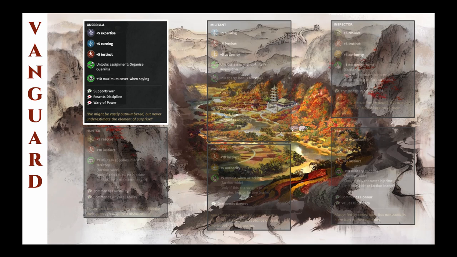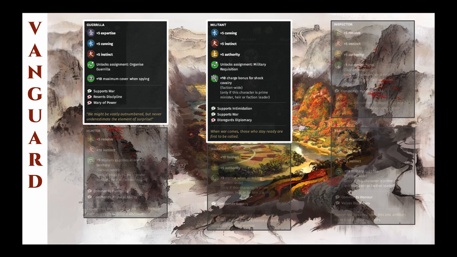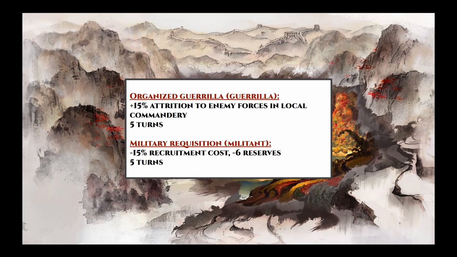Moving on, we have the Spy background in Guerrilla, which like all Spy backgrounds so far, adds 10.2 maximum cover. Finally, we get to the meat of the Vanguard class, with its 2 unique assignments from Guerrilla and the Militant background. From the Guerrilla, we have the Organized Guerrilla assignment, which increases attrition to enemy force and local commandery by 15%.